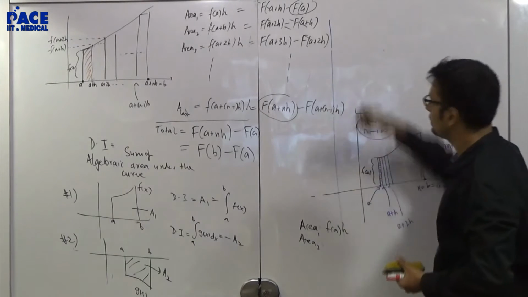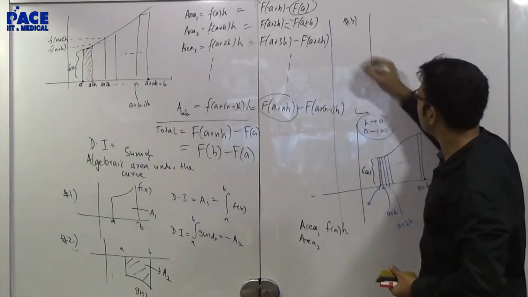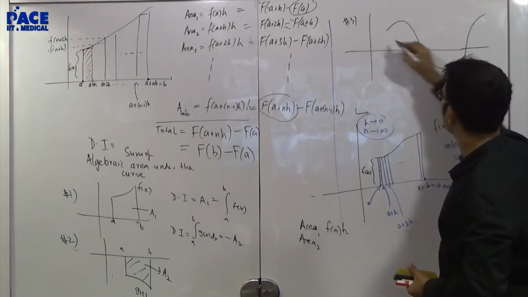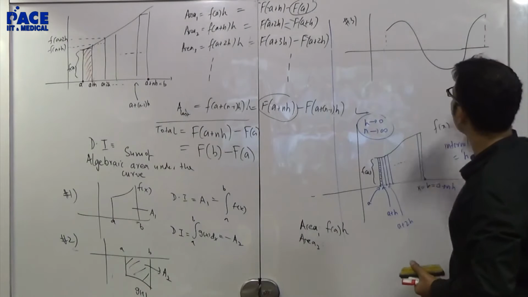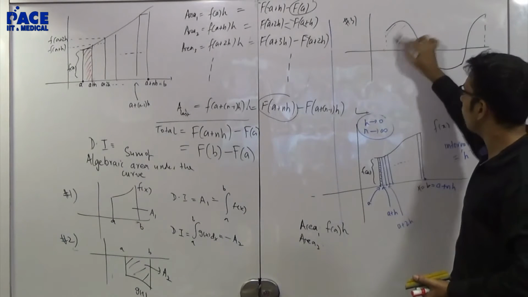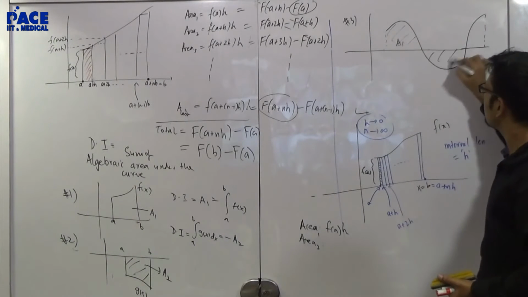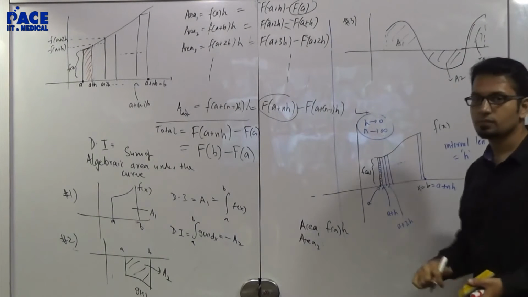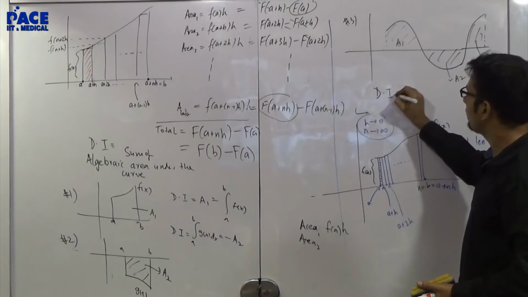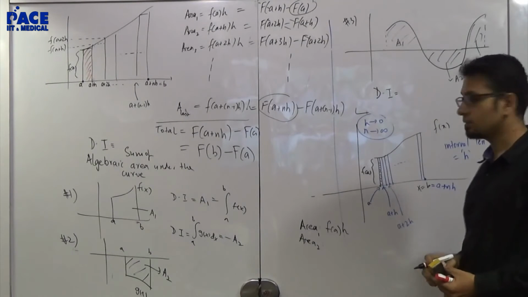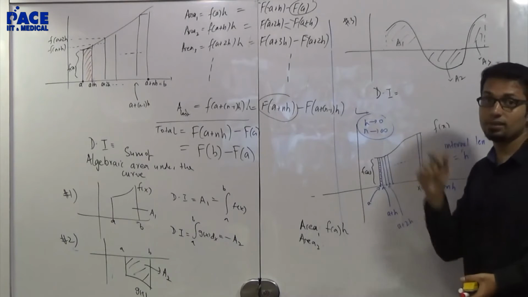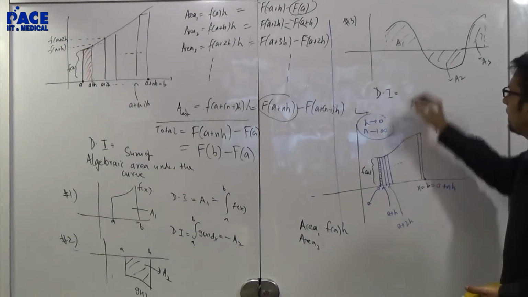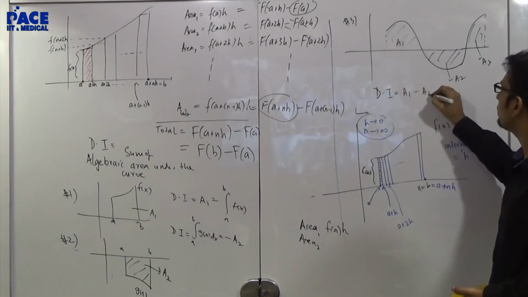Suppose you have a function which is like this. It's sometimes positive, sometimes negative, sometimes positive again. Okay? And let's say this portion is area 1, this portion is area 2, and this portion is area 3. The definite integral will be what? Any guesses? In terms of A1, A2, A3. Yes, it will be A1 minus A2 plus A3.